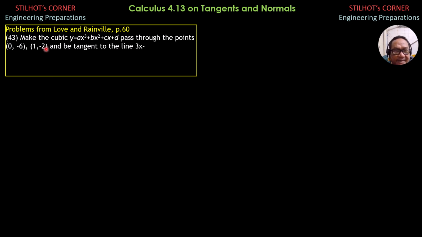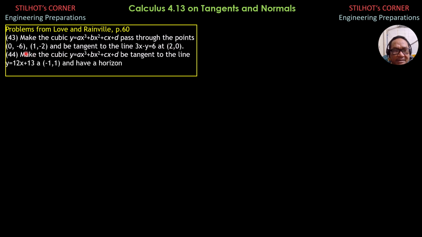So for the first problem, make the cubic y equals ax cubed plus bx squared plus cx plus d pass through the points (0, -6), (1, -2), and be tangent to the line 3x minus y equals 6 at (2, 0). Now there are four unknowns in this problem: the coefficients a, b, c, and d of the cubic, and these four unknowns should be addressed by four conditions.